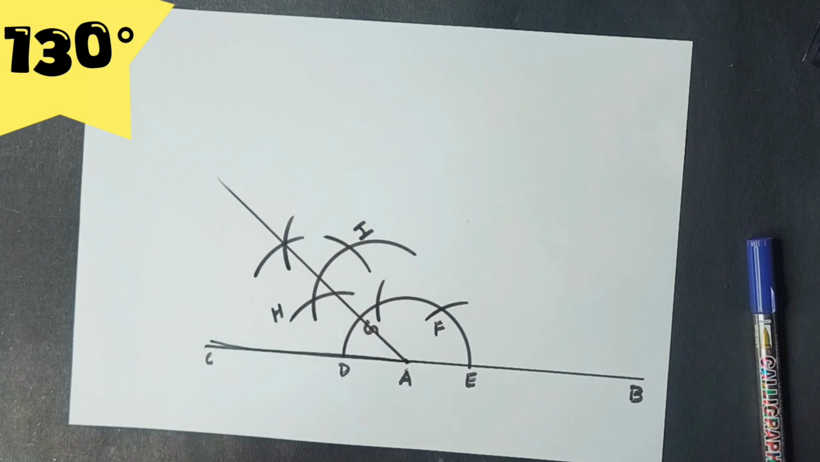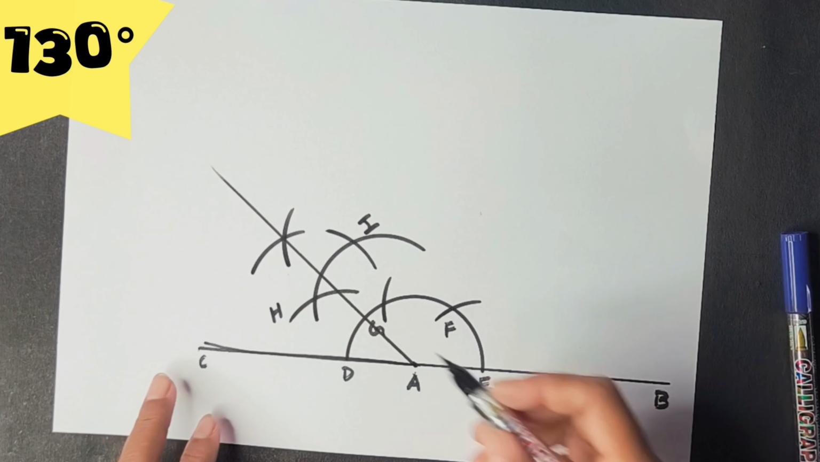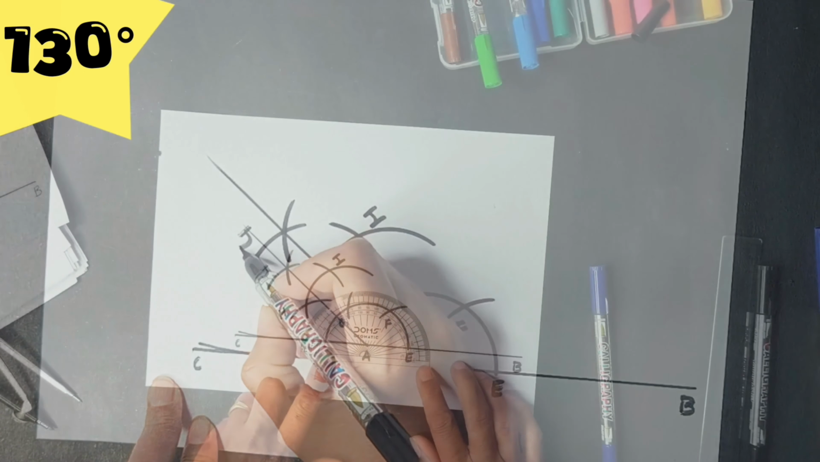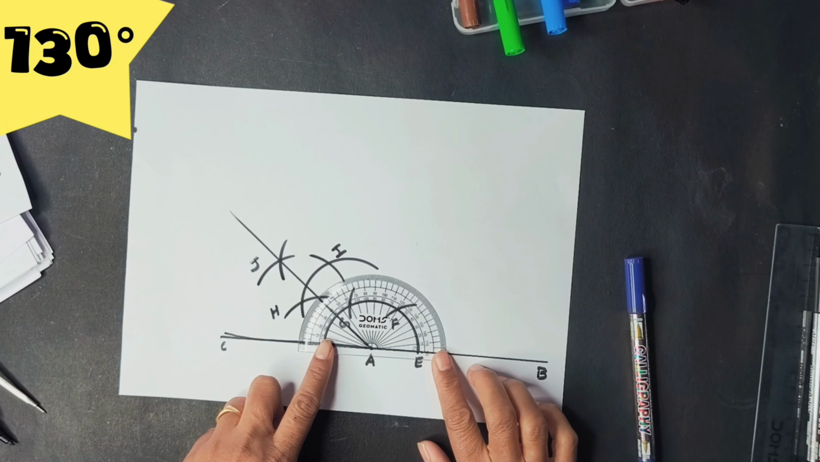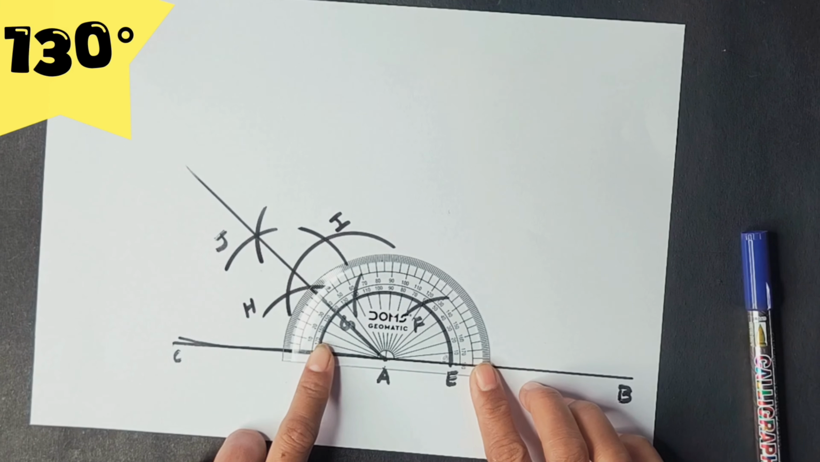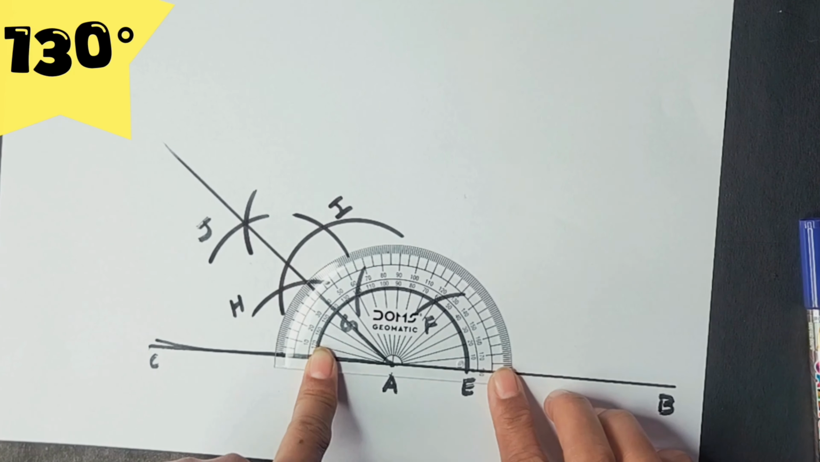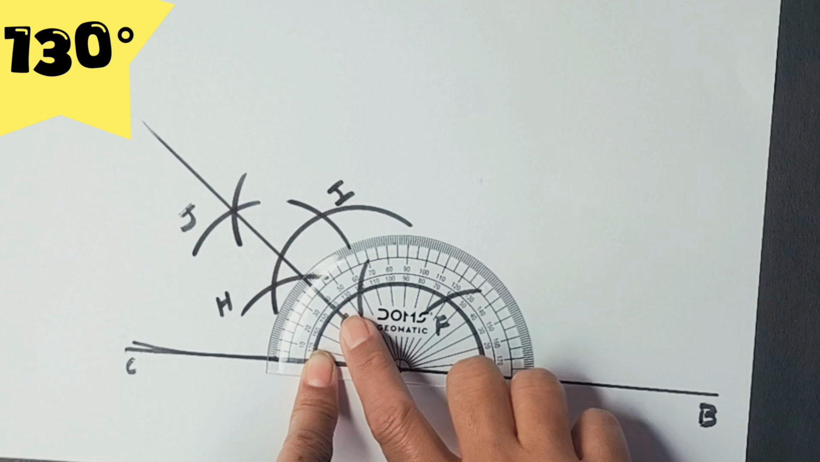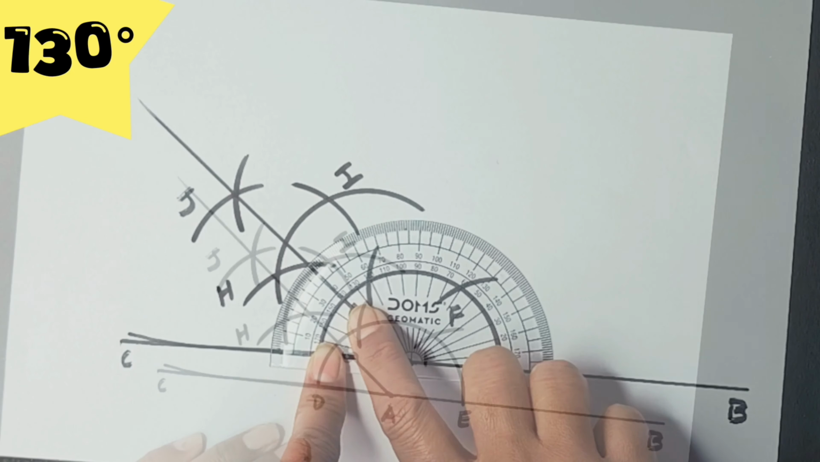The angle from here to here is 60 degrees. If we extend it up to this point, it will be 120 degrees. But we need 130 degree angle which lies exactly between 140 degrees and 120 degrees. Divide the angle in between in half to get 130 degree angle.